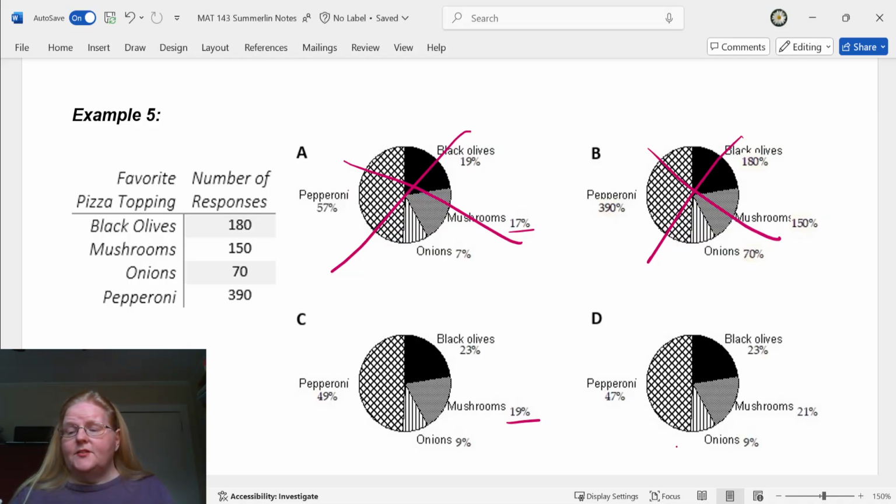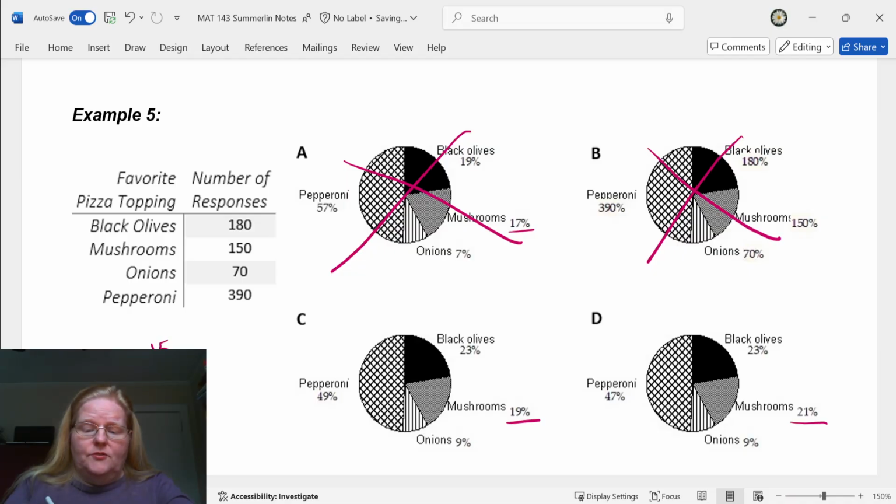So it's between these two now. I'm going to figure out the mushrooms. Because the mushrooms are different. The onions are the same. The black olives are the same. The pepperoni is just off by a little bit, just like the mushrooms are off by a little bit. You could figure it out by the pepperoni, but I'm going to figure it out by the mushrooms.